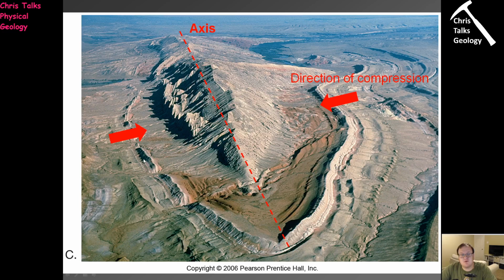If we know our fold is orientated like so, well then we instantly know which way the rock had to be compressed to produce that fold. So we know the rock has to be compressed from this way and this way. Okay? Because remember, compression has to be 90 degrees to the fold. So if this is the fold axis, it must have been compressed 90 degrees to that fold axis.